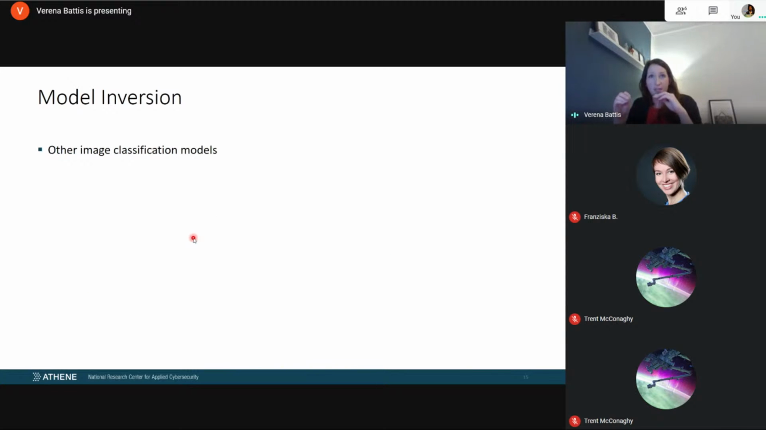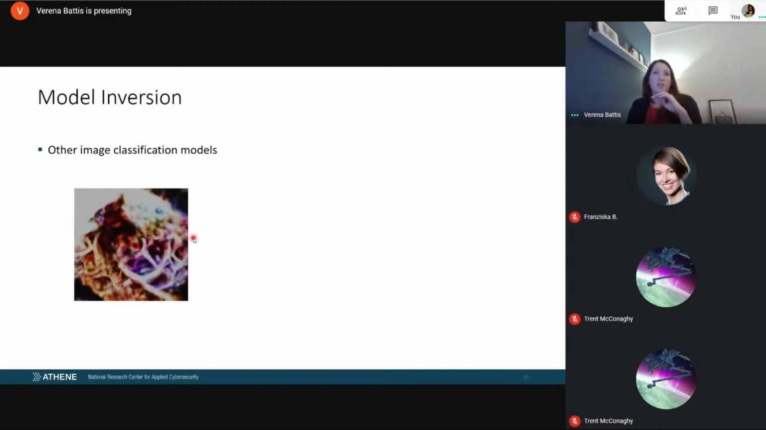So much for the special case of face classification models. Remember, in a face classification model, each class is represented by just one person. So there's no big diversity in the training data set for each class. And what if we consider classification tasks with a more diverse database?